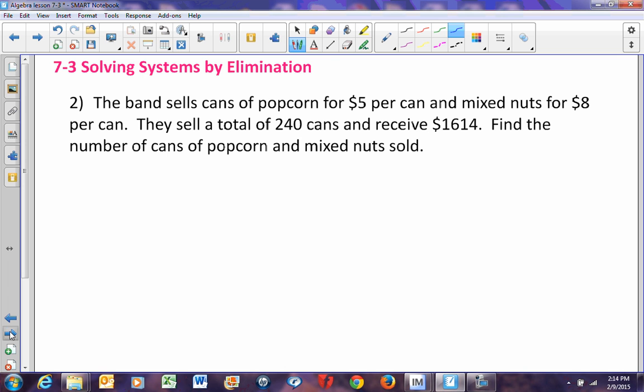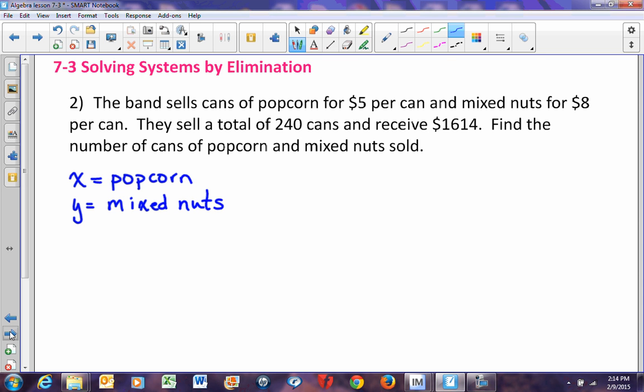Another word problem. The band sells cans of popcorn for $5 per can and mixed nuts for $8 per can. It's a fundraiser. They sell a total of 240 cans and receive $1,614. Find the number of cans of popcorn and mixed nuts sold. Well, as you can clearly see, we have two things, popcorn and mixed nuts. And because I don't like to use lots of fancy variables, I'm just going to let x equal the amount of popcorn, and y is going to equal mixed nuts. That's going to be basically the number of cans sold.